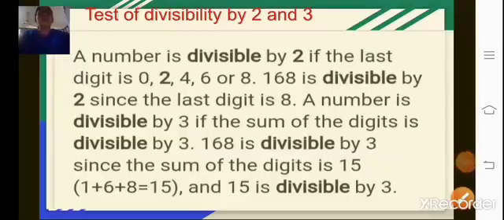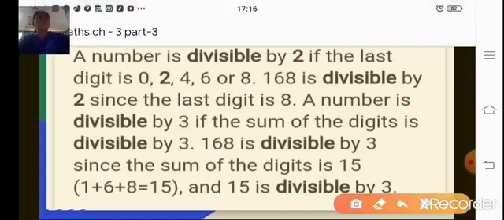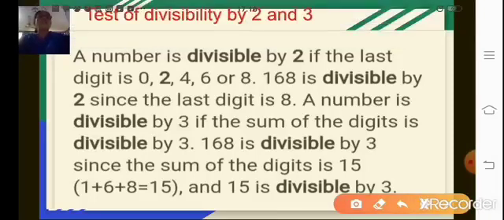Okay, let us start with the test of divisibility by 2. Now when do we say a number is divisible by 2? We say that a number is divisible by 2 if the last digit, or you can say the digit in the ones place, is 0, 2, 4, 6 or 8. Here we have taken the example of 168. 168 is divisible by 2 since the digit in the ones place is 8. So we can say that 168 is easily divisible by 2.